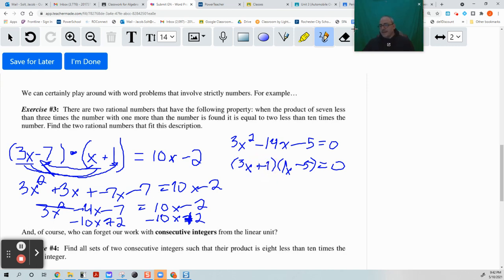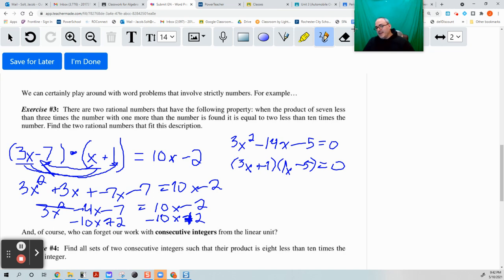Let me think about it. 3x times x gives me 3x squared. 1 times negative 5 gives me my negative 5. My outer terms are negative 15x, and my inner term is positive 1x, which gives me that negative 14x I'm looking for. This looks good. This was factorable. Life is good. I had to trust the process.